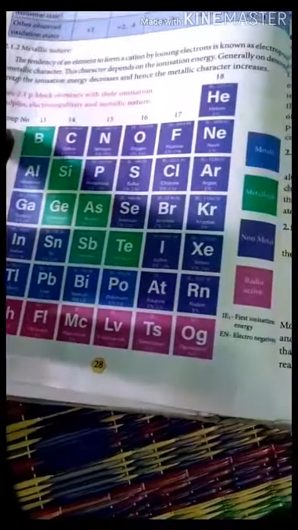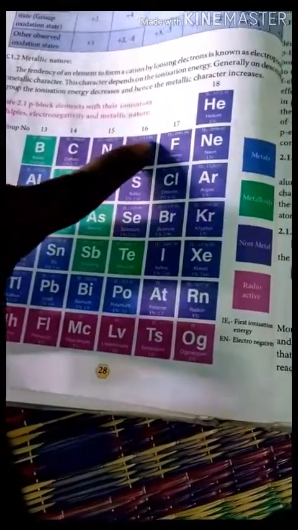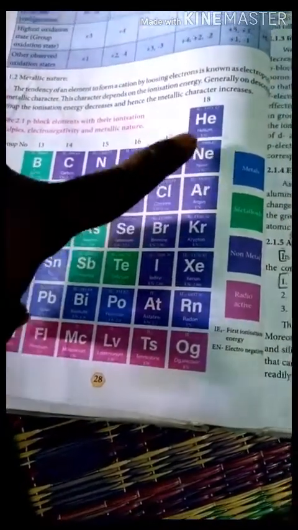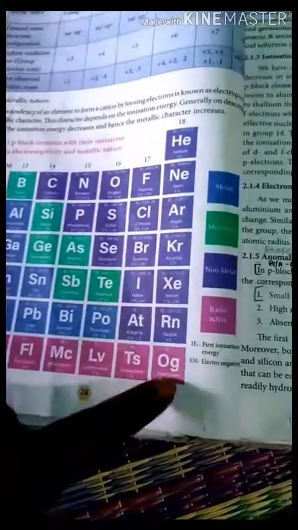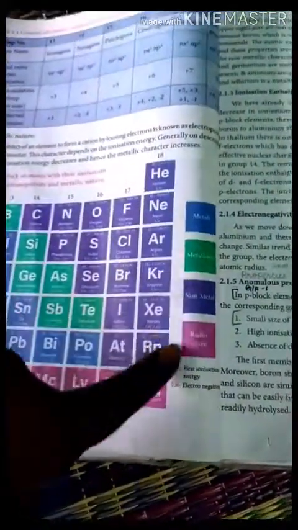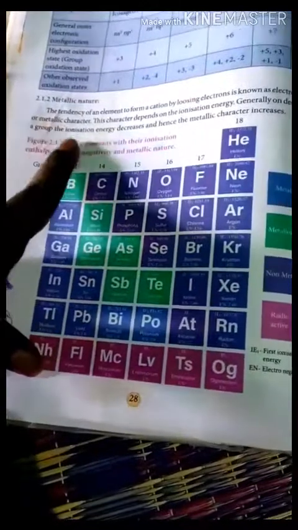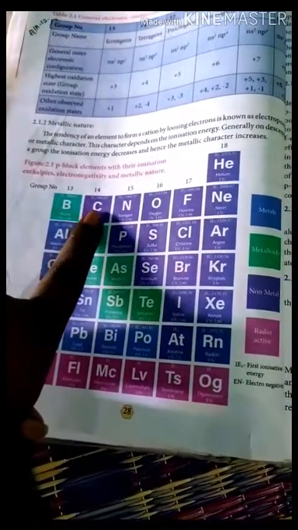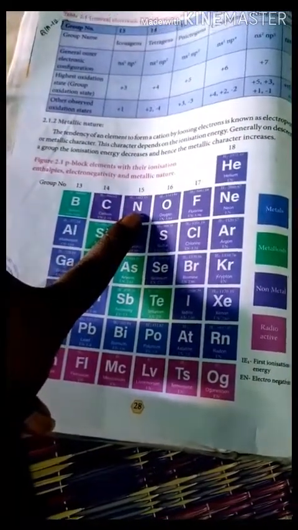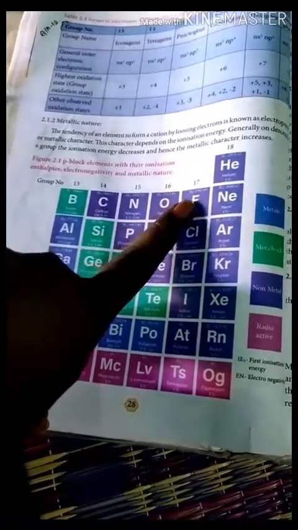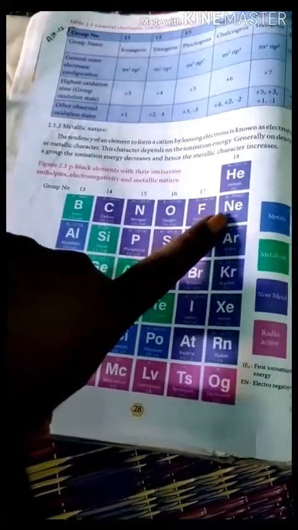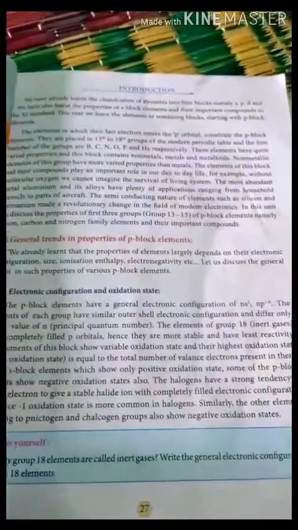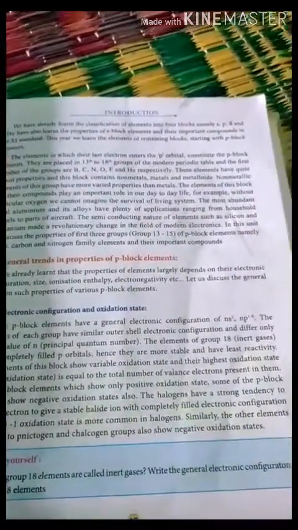So this is your P block table. This is group 13, this is 14, 15, 16, 17, 18. Group 18 is the inert gas elements like helium and neon, all are gases. Group 13 is the boron group, group 14 is the carbon group, group 15 is the nitrogen group, group 16 is the oxygen family, group 17 is the halogens, and group 18 is the noble gas elements. Why are we calling these P block elements? Because the last electron has been filled in the p orbital, that's why we call them P block elements.